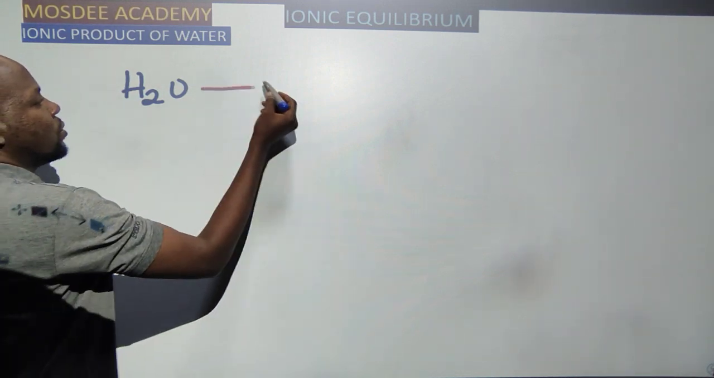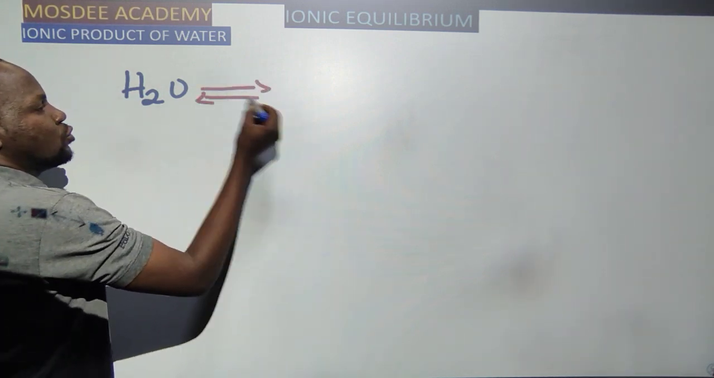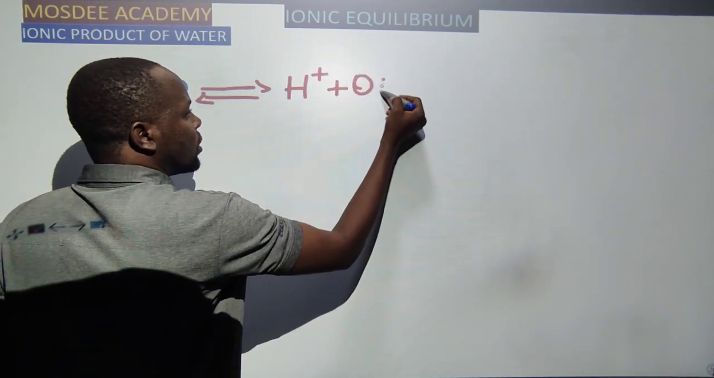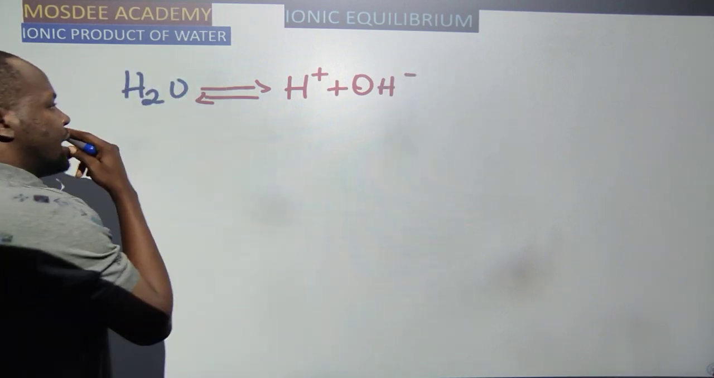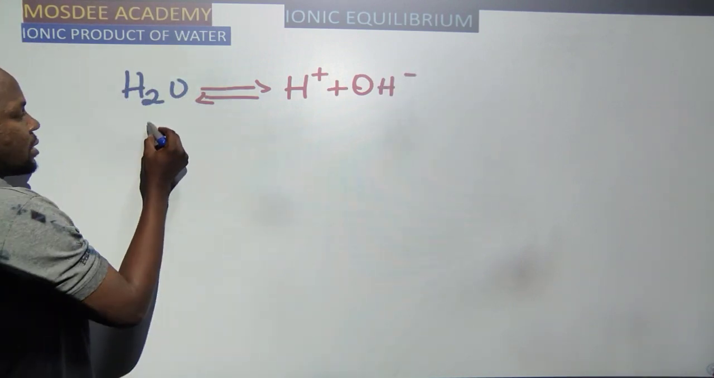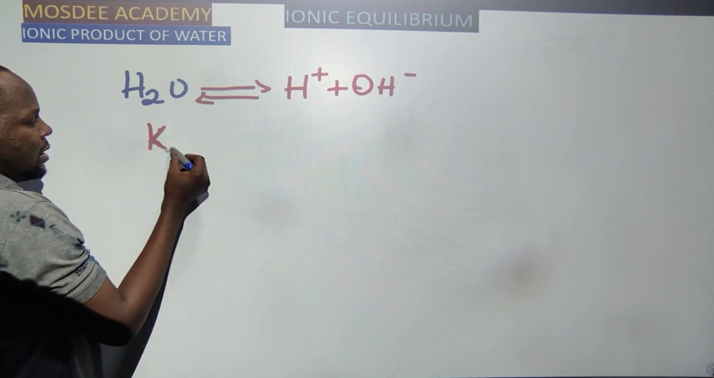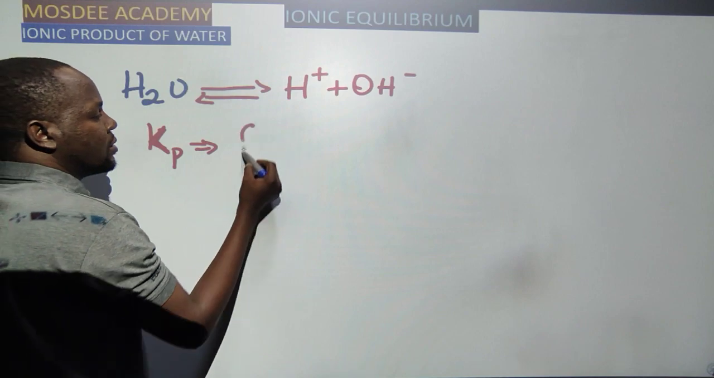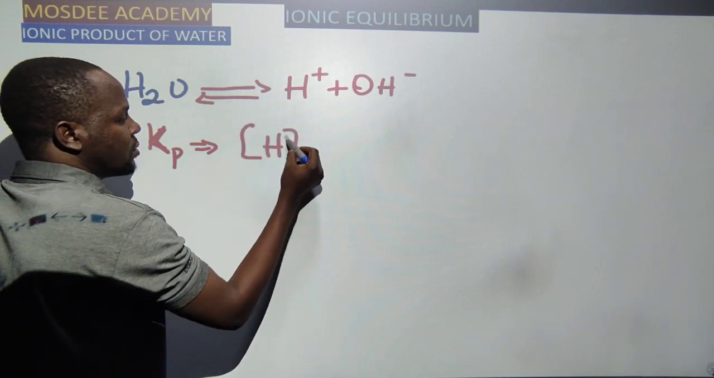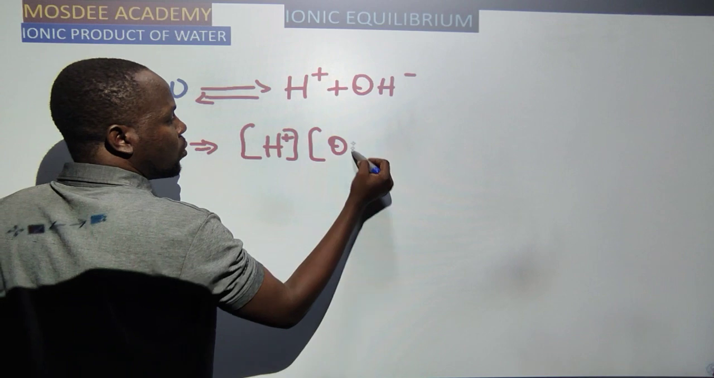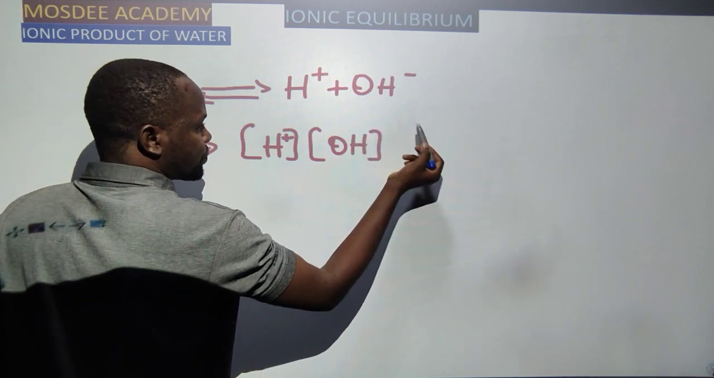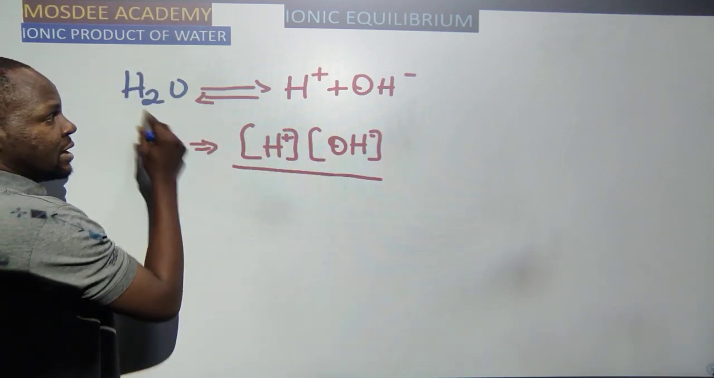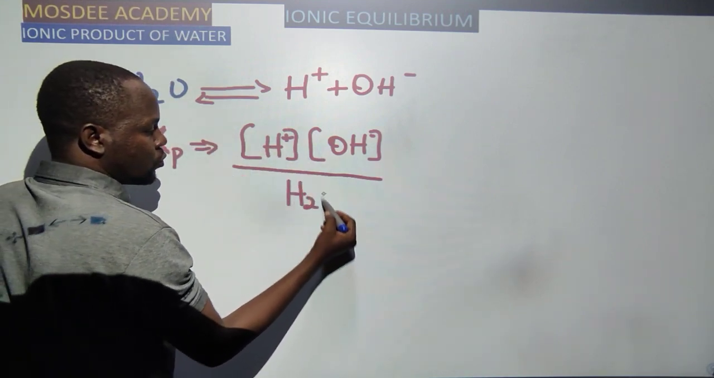If we ionize water, we just talked about that reversible reaction. It will dissociate to give us H plus and OH minus. So if we write the K, let's say the dissociation rate of this, I'll call it Kp. Now it will be equal to, we've talked about this, H plus, then that of OH minus, over the reactant, which is H2O.